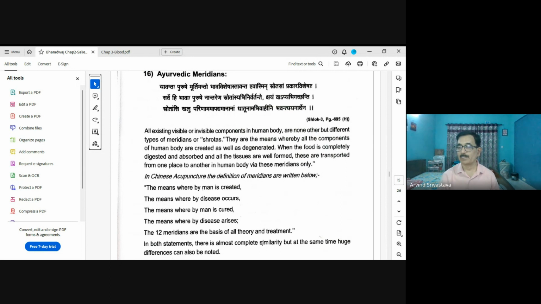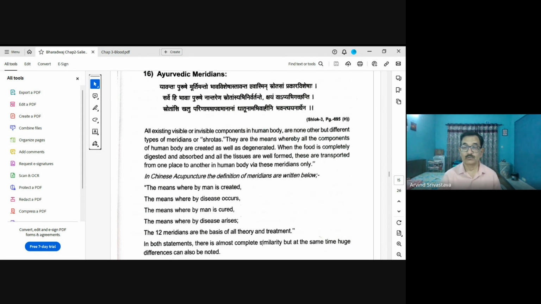Man is cured through these meridians, Chinese meridians, and the means whereby disease arises, that means inside the body, the disease arises. So the man is cured through these meridians. They were defined in Chinese acupuncture. Now, what Ayurvedic meridians are defined in Ayurveda? They say that all visible or invisible components in our human body are also another form of meridians, or we say shrotas, because there are so many emotions, so many things, so many components inside our body. They all are shrotas or meridians.